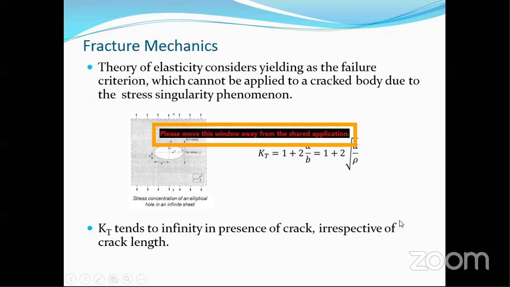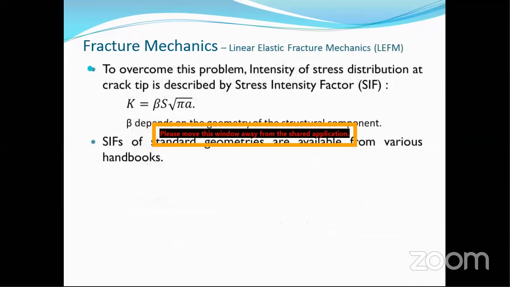So we needed an additional parameter called stress intensity factor, which can describe the stress distribution at the crack location. It can be defined as beta times S root pi a. S is nothing but the remote stress applied, or in this case the stress amplitude. Beta is nothing but a geometric factor depending upon the shape of the structural component.